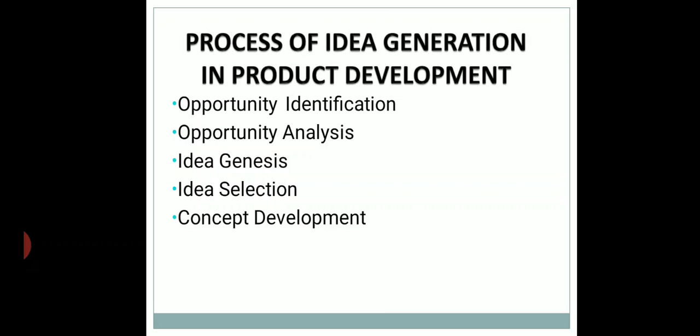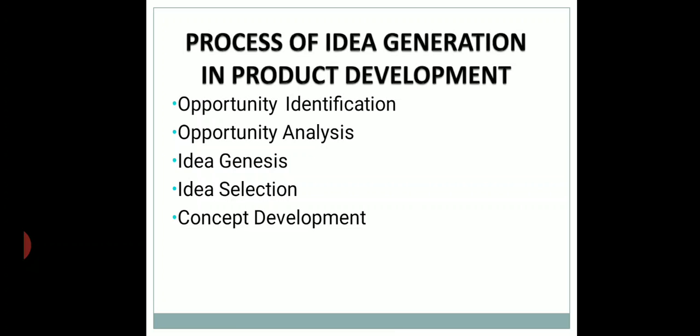When you talk about the process of idea generation in product development, firstly you need to identify the opportunities which you actually need to build up. Once your opportunities are identified, you need to analyze them. Is this opportunity feasible? How will you be working on that opportunity? Why are your competitors not using these opportunities? Once your analysis is done, you need to go for idea genesis. Idea genesis is basically idea building, where you sit with a group and bring out a number of ideas, out of which the best one is selected. That is known as idea selection.